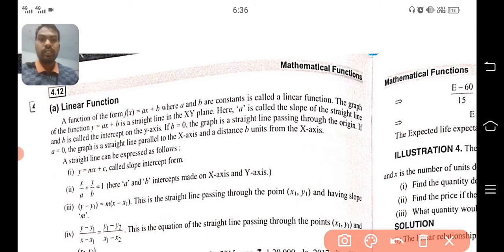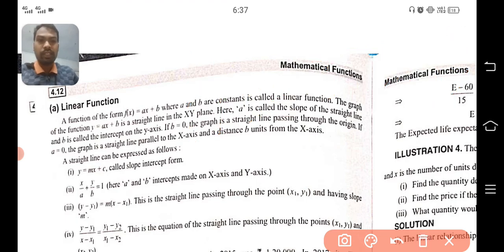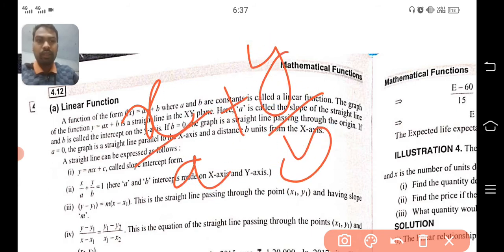So first notation is what? We can write down that y is equal to, as I have written, mx plus c. Yes, mx plus c we can write down first. Then second, we can write down that x divided by a plus y divided by b is equal to 1.